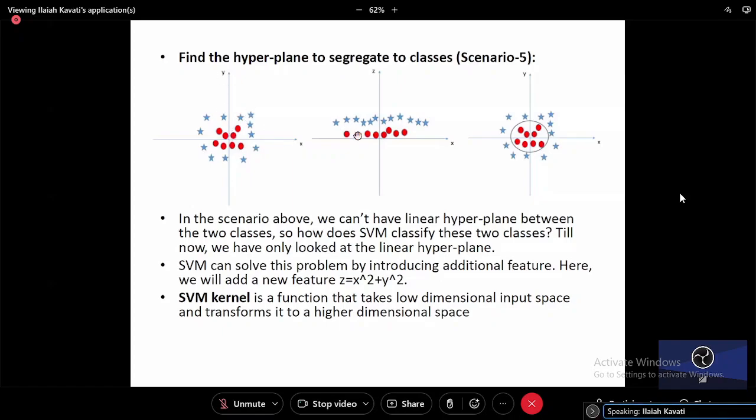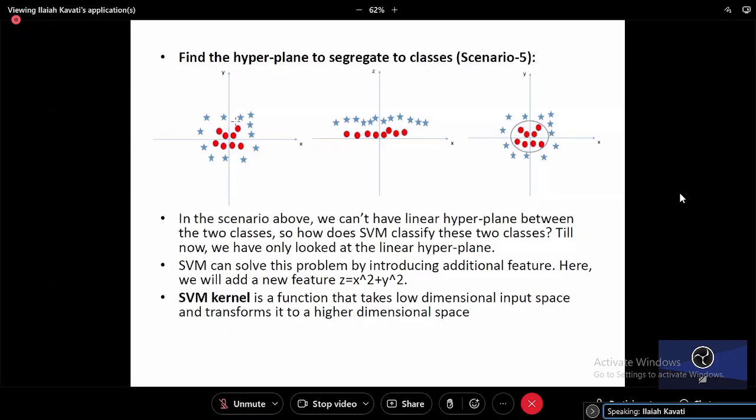But in the second case, what happened? These particular objects are projected into three-dimensional space. Now we can draw a linear line, right? So it is the linear hyperplane, it is not possible. So in this scenario, the SVM kernels come into the picture.